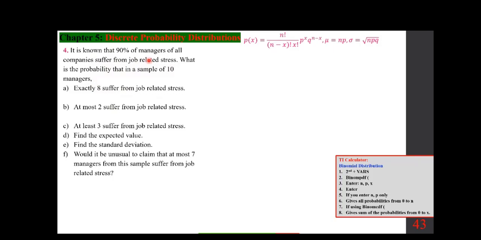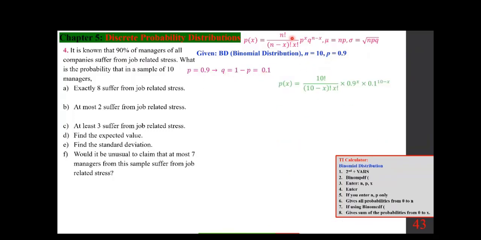Either they have stress or they don't. So what is N? We are looking at N equals 10. What is P? We are looking at P equals 0.9. So it's a binomial distribution, N is 10, P equals 0.9. Again, P doesn't have to represent something positive. In this case, if P is 0.9, that means Q is 1 minus that. And for this formula, we're going to replace the N with 10, and P with 0.9, and Q with 1 minus 0.9, which is 0.1. So P is 0.9, Q is 0.1, plug it in.